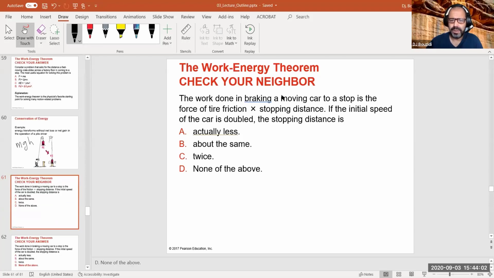If the initial speed of the car is doubled, is the stopping distance less, about the same, or twice? Mathematically, friction is a really complicated subject, so the correct answer is it's somewhere in between, actually. Because if you come in faster, you're going to need more distance to stop, but not necessarily double.